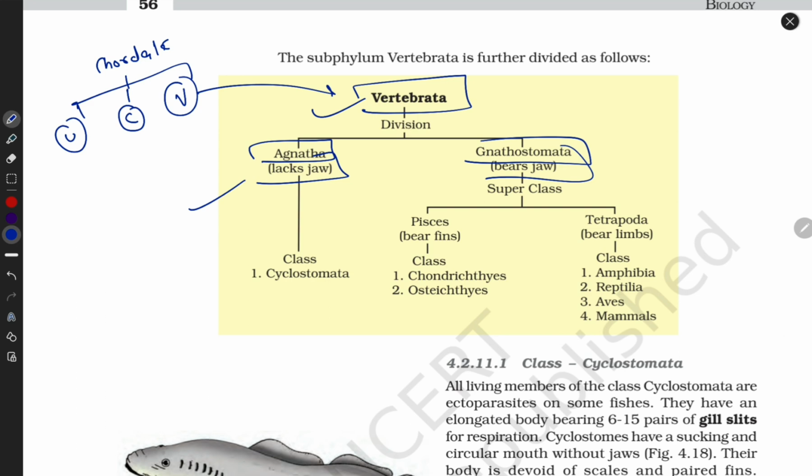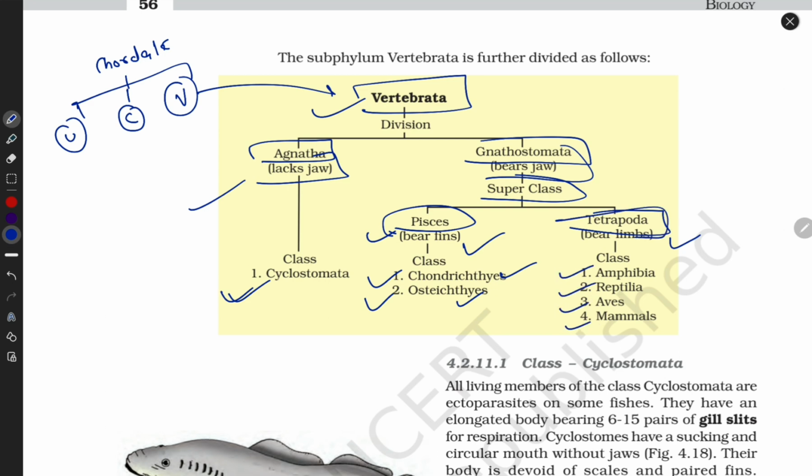Agnatha also has its class, Cyclostomata. Gnathostomata is further divided into Pisces, which are aquatic, and Tetrapoda. They have fins and they have limbs. Pisces is further divided into two classes: Chondrichthyes and Osteichthyes. And Tetrapoda is further divided into Amphibia, Reptilia, Aves, and Mammalia.